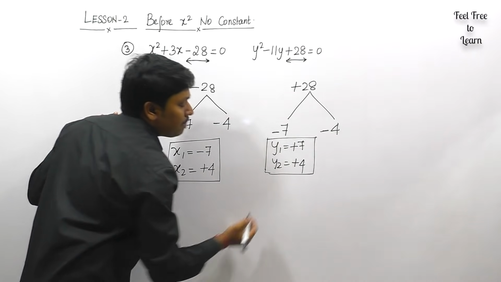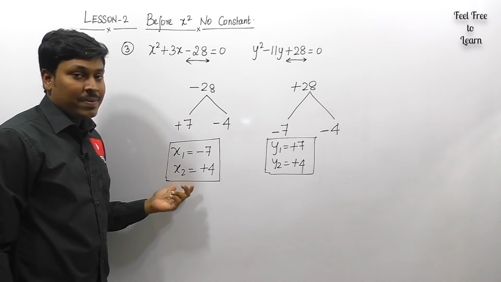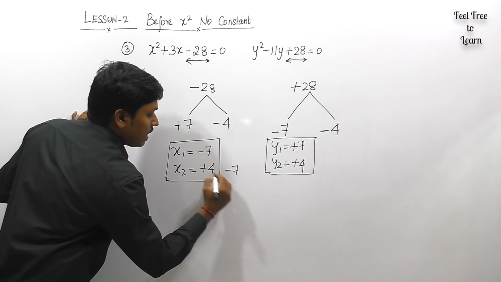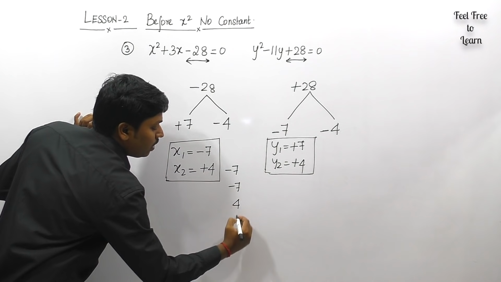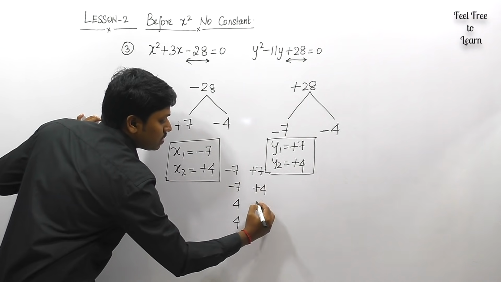Now our target is to compare these values, which we saw in lesson number 1, right? So we need to compare all the x values with the y values. That is the concept. So the x values will be minus 7 and minus 7, x2 will be 4 and 4. So y1 will be 7, y2 plus 4. So 7 and 4.